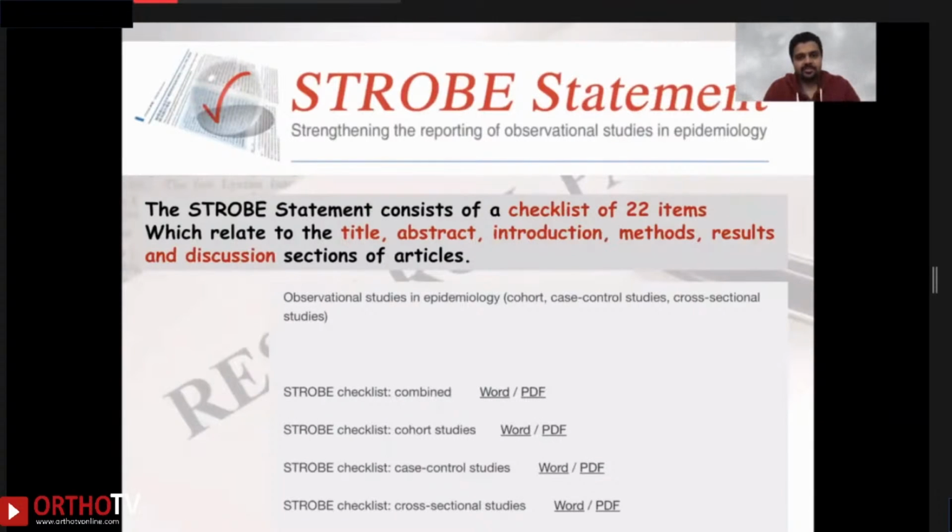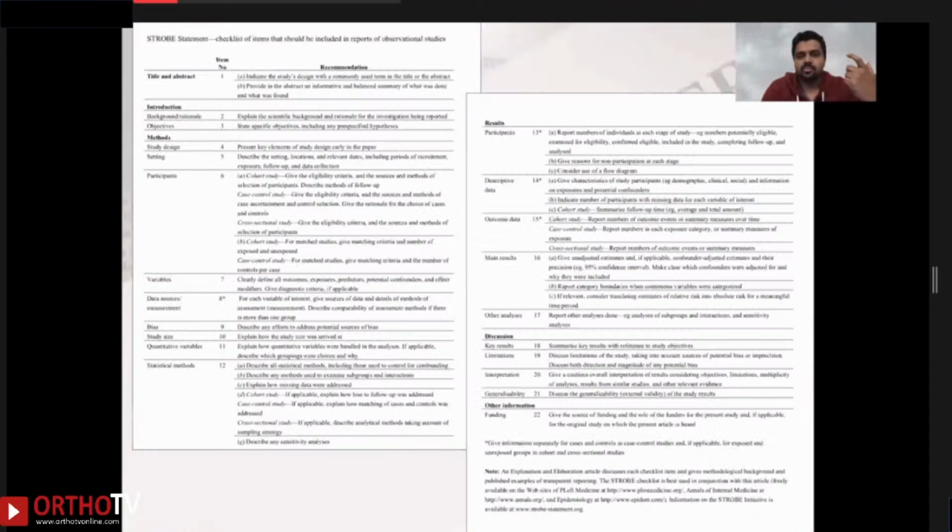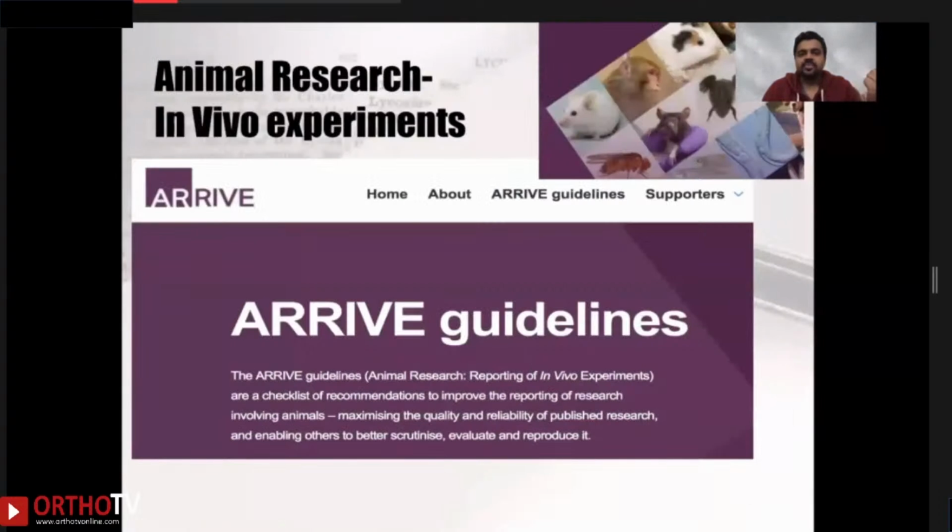So moving on from the randomized controlled trial, next are cohort studies, case-control and cross-sectional studies, which form the most part of orthopedic research, along with presenting case series and all. Again, we have a specific STROBE statement, that is Strengthening the Reporting of Observational Studies in Epidemiology. It has 22 checklist items. Again, detailed items of what should be there in methodology, what should be there in results, and discussion also. If you follow this format, the paper will come out really good.